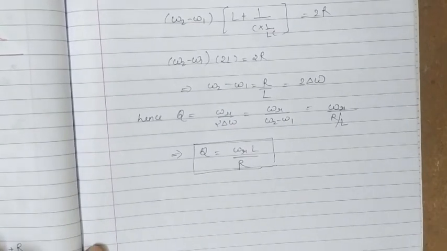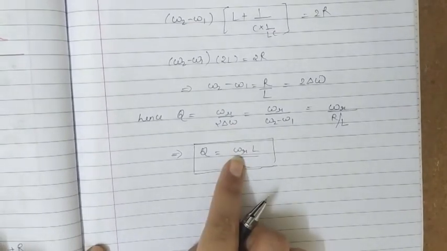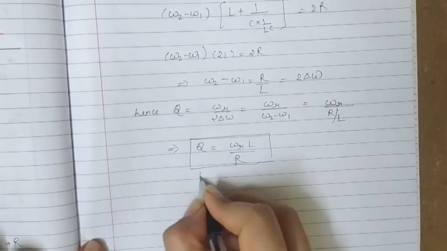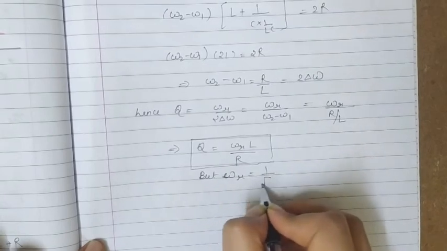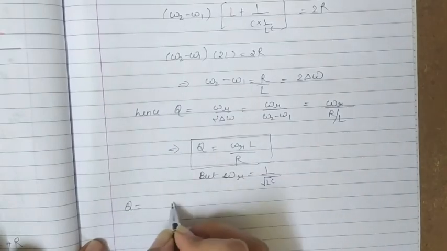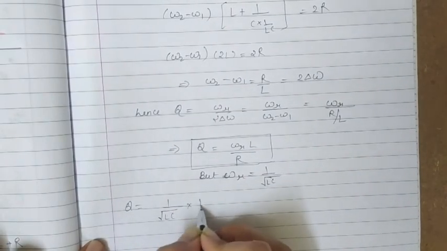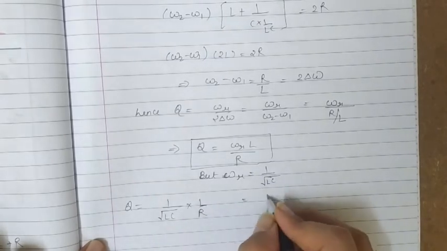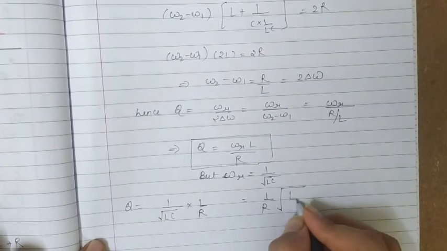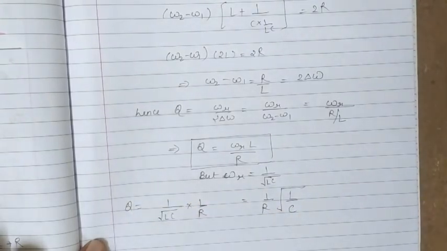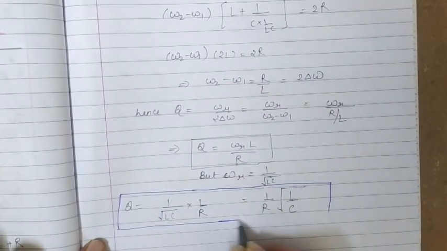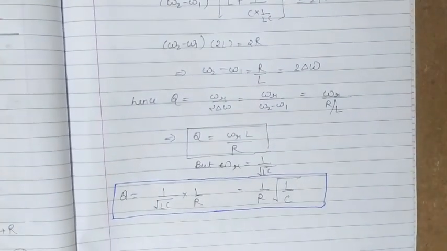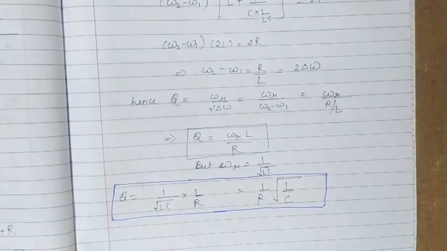And we also know that omega R is 1 upon root LC. We know that the resonant condition says that omega R is equal to 1 upon root LC. So Q is equal to 1 upon under root LC into L upon R. On solving this, we get 1 upon R under root L upon C. So this is the required value of Q factor in terms of L, C and R. It means if we know the values of resistance, inductance and capacitance present in that particular series LCR circuit, we can find its Q factor.